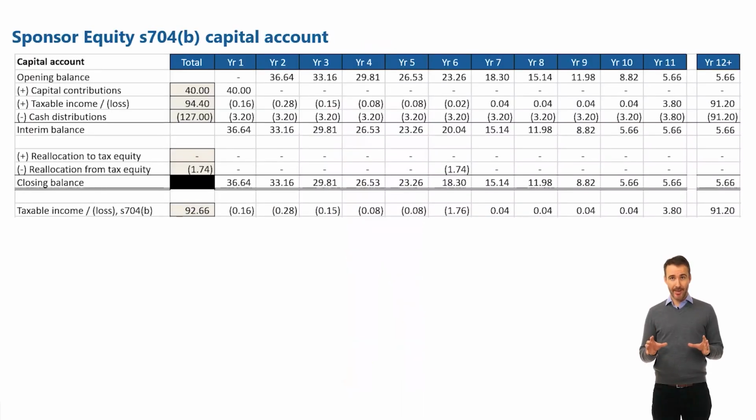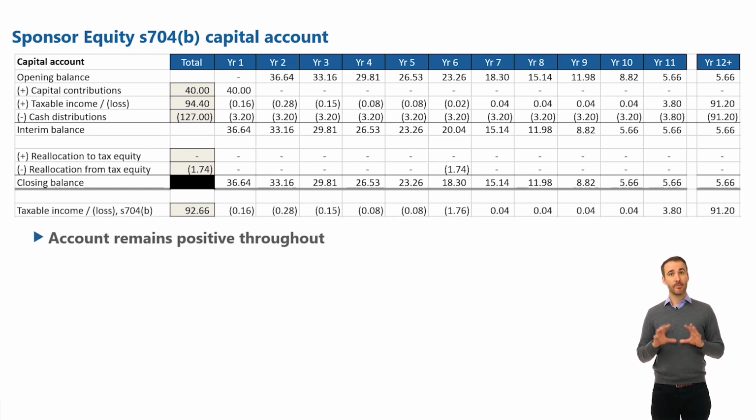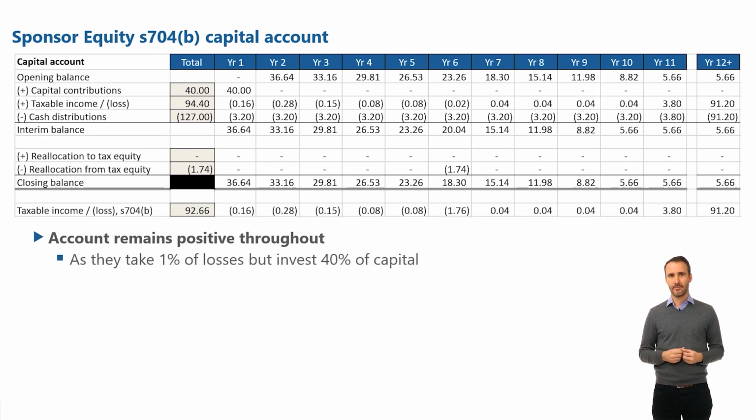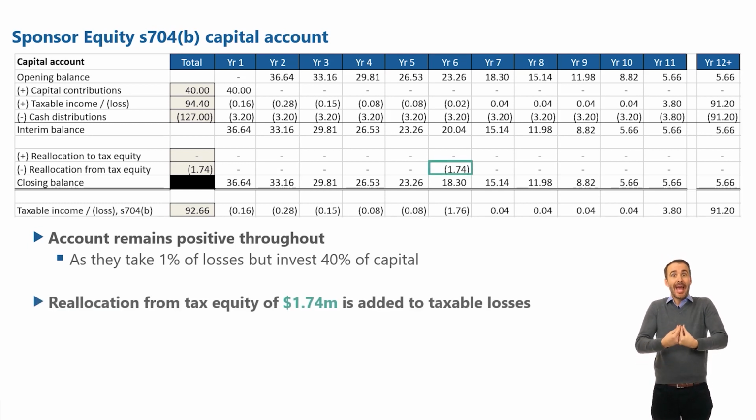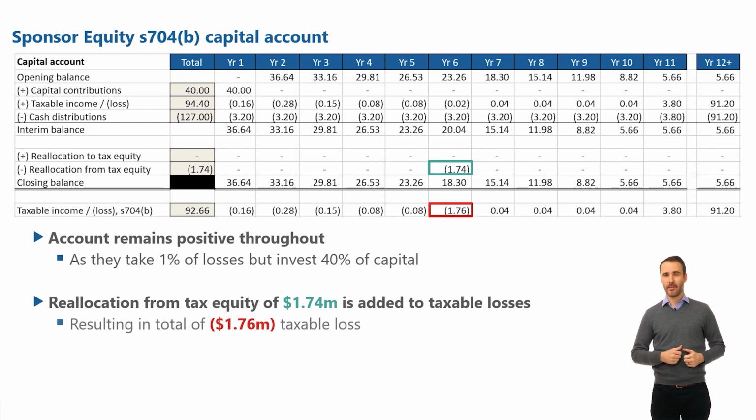We have thus far assumed that the sponsor can absorb all of the reallocation of losses from the tax equity partner. And so taking a look at the sponsor partner's Section 704B capital account, we can see that the account remains positive throughout. So the sponsor is able to absorb the losses. And this makes sense as they invest only 40% of the capital and only receive 1% of the losses, pre-flip. And you will note that in year 6, the reallocation from tax equity is 1.74 million, and that's added to the taxable losses of the sponsor partner, increasing their losses from 0.2 million to 1.76 million.